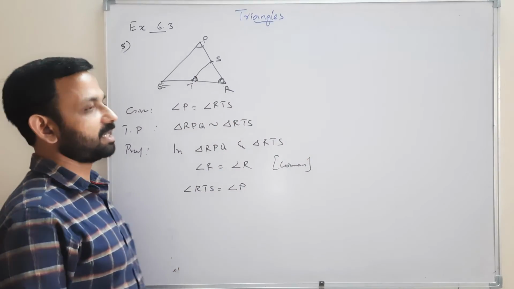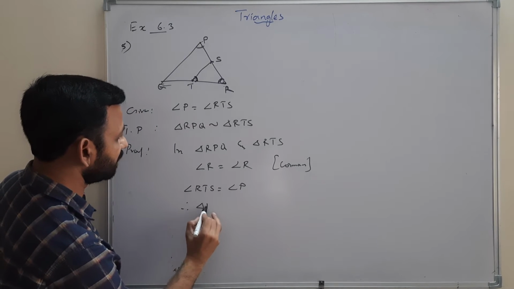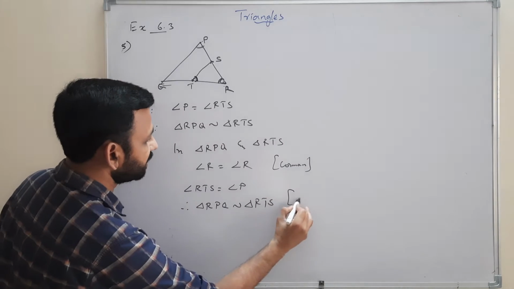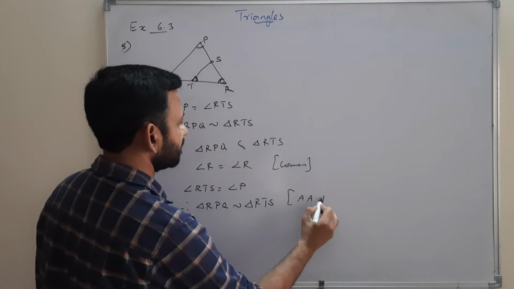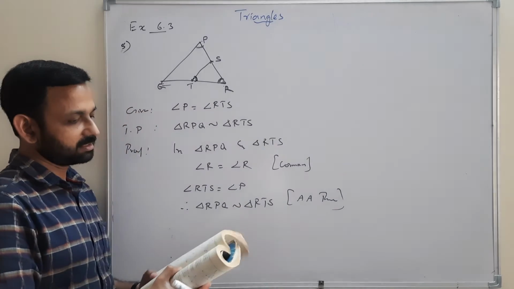Therefore, the two triangles are similar by AA criterion. So we can write down, therefore triangle RPQ is similar to triangle RTS by AA similarity theorem. So we got that the two triangles are similar.